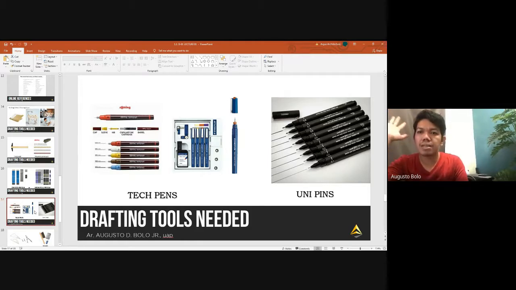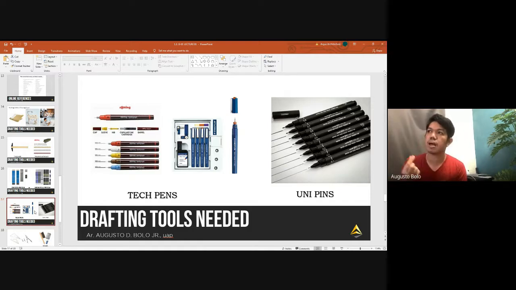Sino nang nakagamit ng tech pen? Okay. Good to know. Mind you, tech pens are, yun yung ginagamit na sa plano. Ito na yung mga technical pencil na kailangan mong i-refill ng ink.